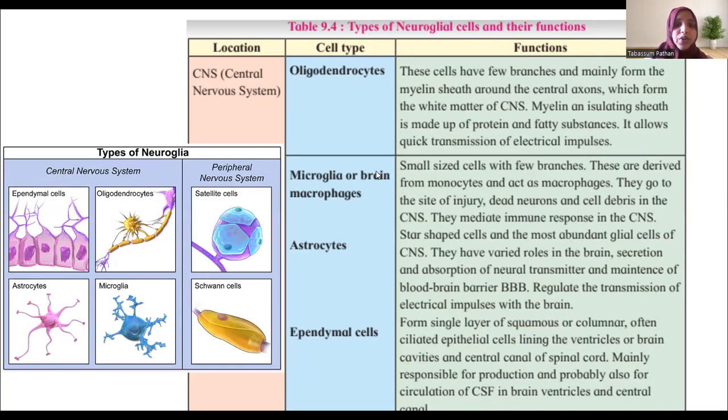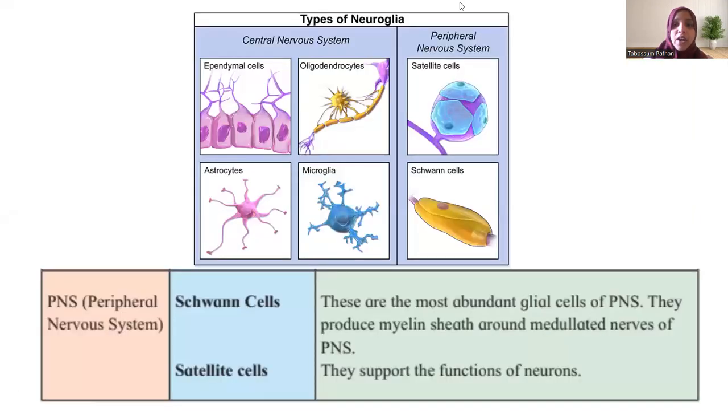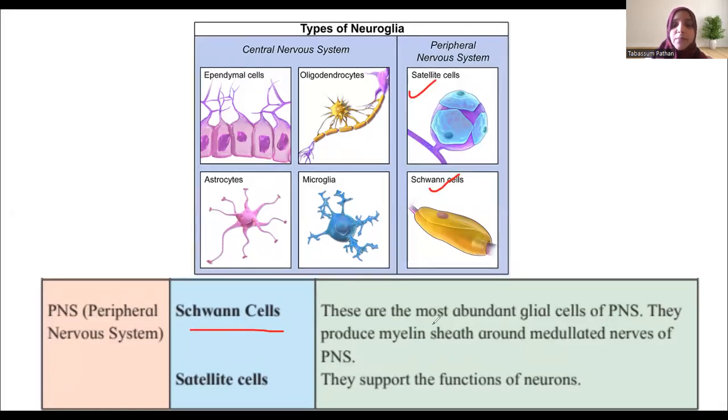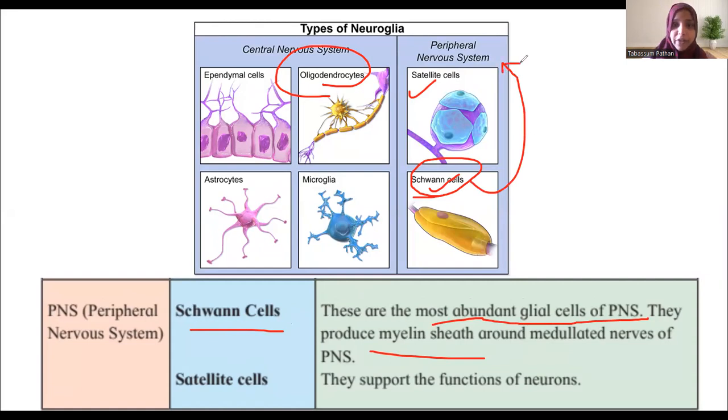Moving to the next types of neuroglial cells, in the peripheral nervous system, that is the satellite cells and the Schwann cells. So the Schwann cells are the most abundant glial cells of the peripheral nervous system. What do they do? They produce myelin sheath again. So we saw that oligodendrocytes also form myelin sheath, and Schwann cells are also making myelin sheath. But Schwann cells are mostly responsible in the peripheral nervous system, while oligodendrocytes make the myelin sheath for the central nervous system, the brain and the spinal cord. Okay, so they will produce myelin sheath around the myelinated nerves of the peripheral nervous system.